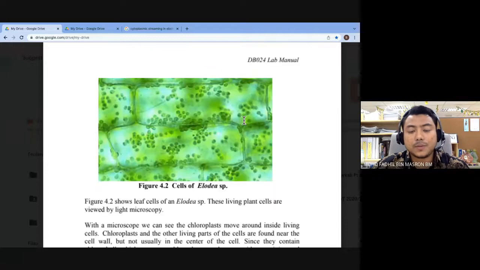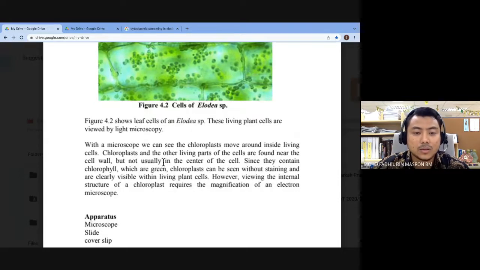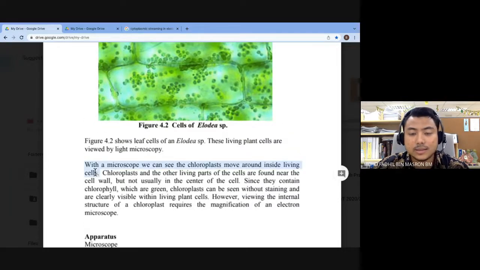So this figure 4.2 shows you the actual diagram that you should be able to observe under the light microscope. Figure 4.2 shows leaf cells of an Elodea sp. These living plant cells are viewed by light microscope. Tak payah pun nak sampai level electron microscope dan bagai-bagai. With a microscope, we can see the chloroplasts move around inside living cells. So here is what is interesting here.